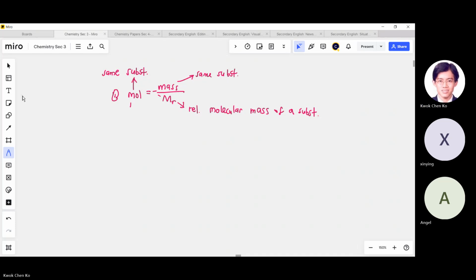Hi, Dylan. All right, so just looking at the focus. Dylan, we are going through the mole concept. You got any questions? How is the WA? Okay, have you taken back the marks? Not yet.